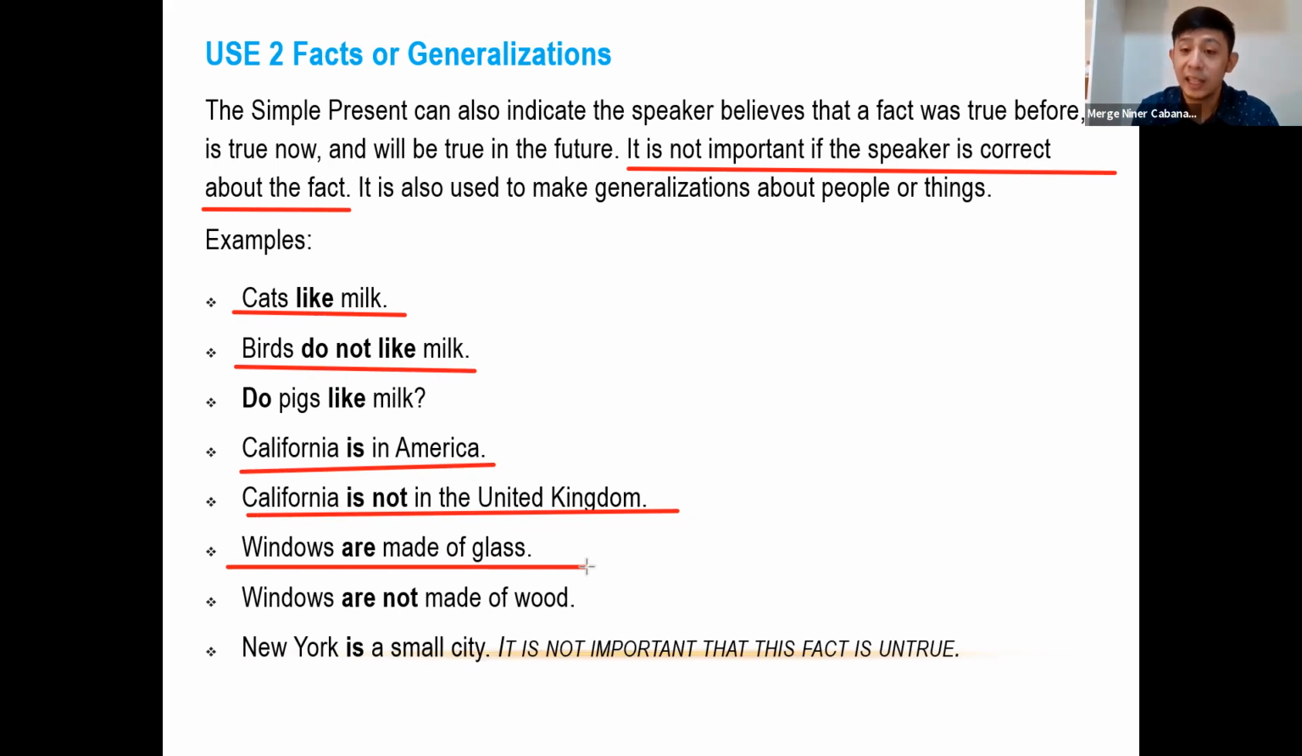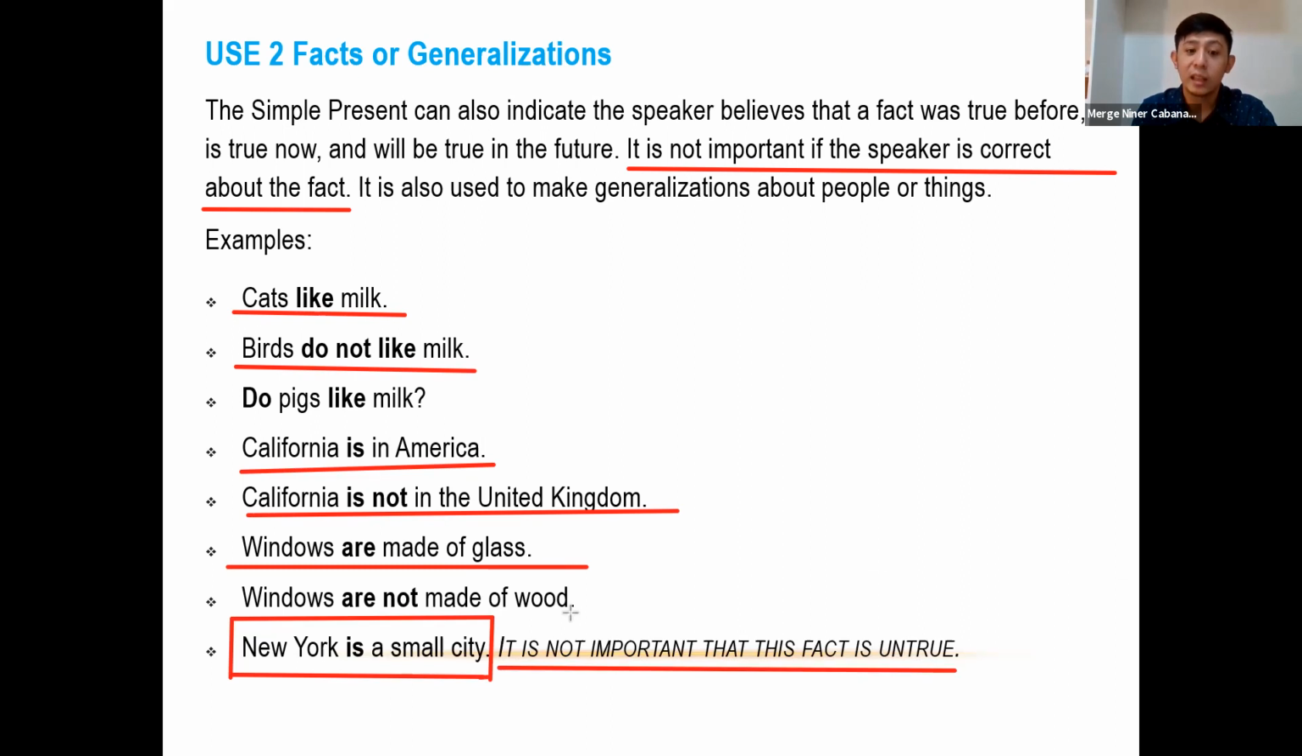What's important is that the speaker believes it to be true. All right. New York is a small city. Remember, guys, New York is a huge city, one of the few known mega cities in the world. And this person has the audacity to mention that New York is a small city, which is not true. Remember, it is not important that this fact is untrue.